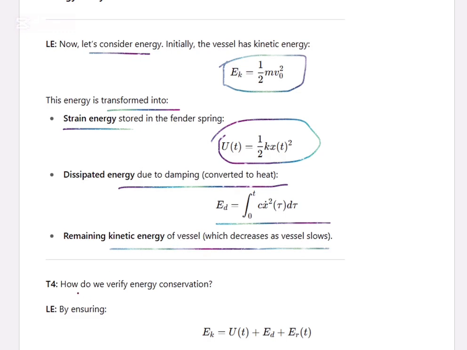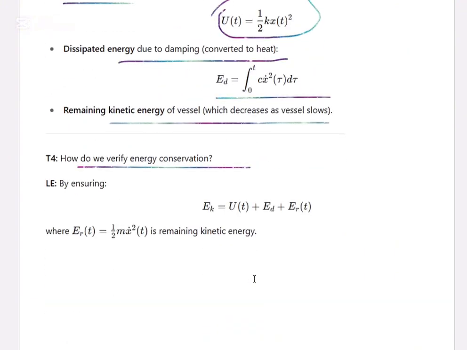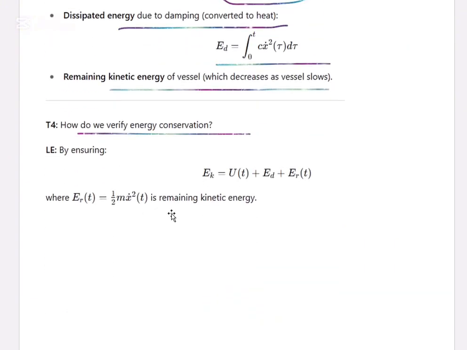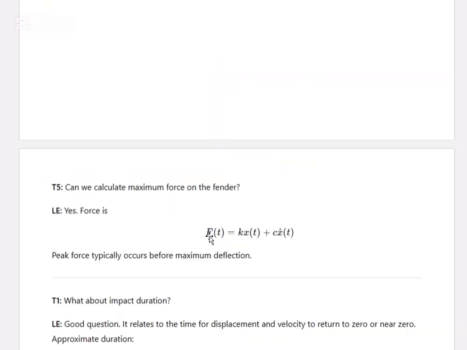How do we verify the energy conservation? By ensuring this is the remaining kinetic energy, this is the dissipated energy, and this is the strain energy.